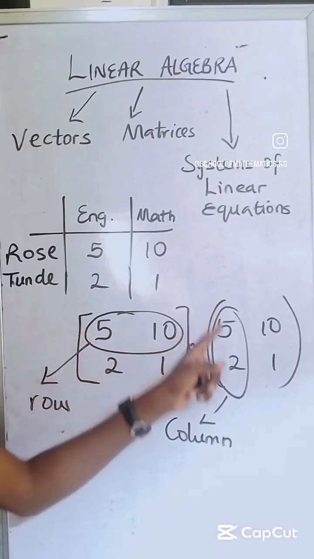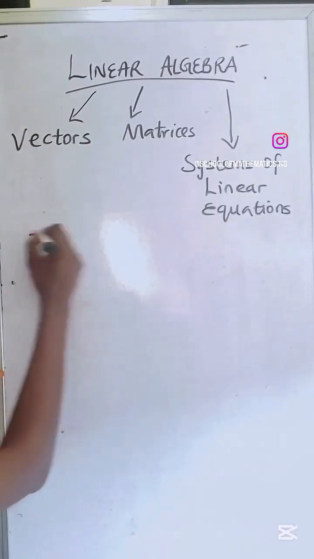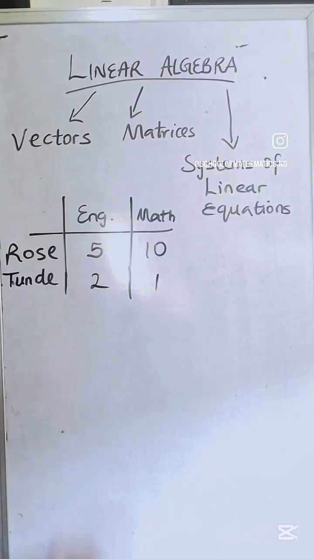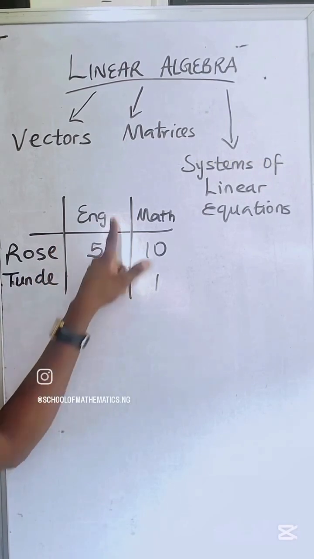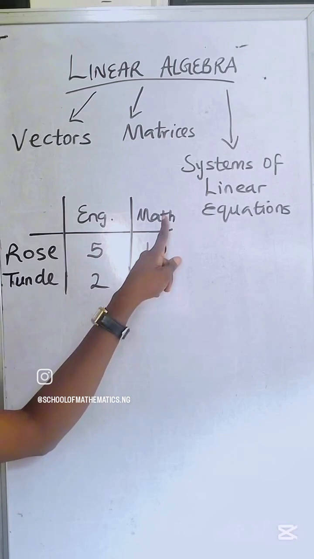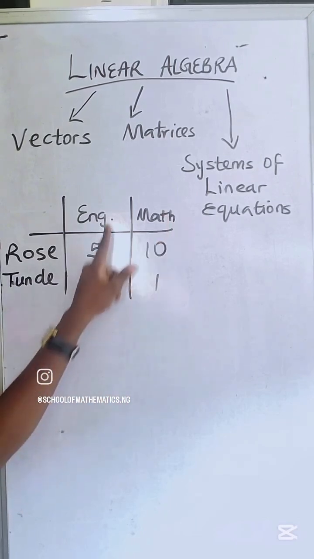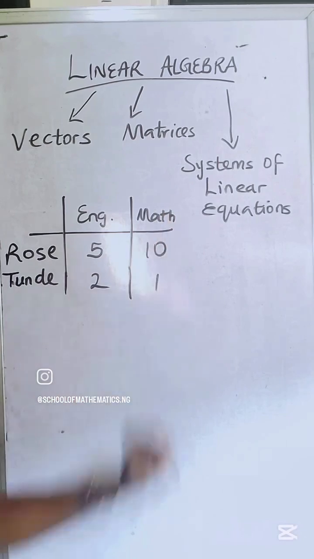Your row and you have your colon. So you have a table of numbers. Of course, Rose is supposed to score better than Sunday. So let's say Rose scored 5 in English language and scored 10 in math. Sunday scored 2 in English language, scored 1 in math.